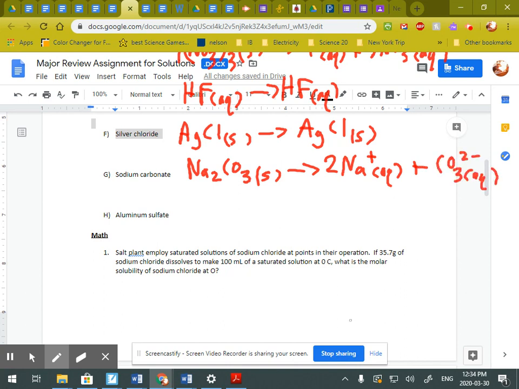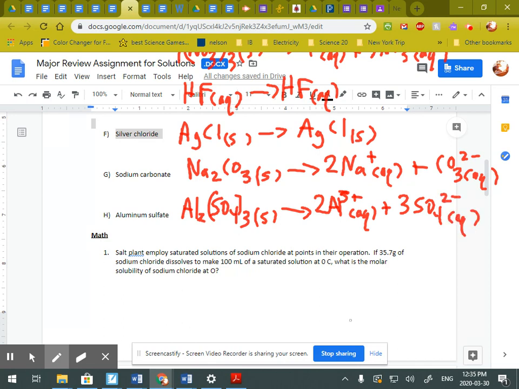Okay, then we have aluminum sulfate. Aluminum's 3+. Sulfate is 2 negative. So we need 2 aluminums to every sulfate. Checking the solubility table. Sulfate is soluble with everything except for a few exceptions, but aluminum is not the exception. So this dissociates into ions.